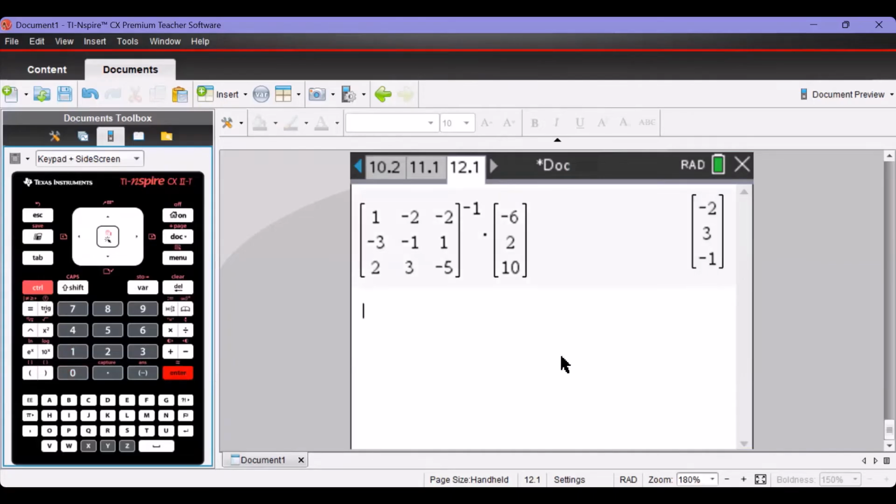The output is a column matrix, -2, 3, -1, and that corresponds to the solution to the system of equations, and this solution is x equals -2, y equals 3, and z equals -1.